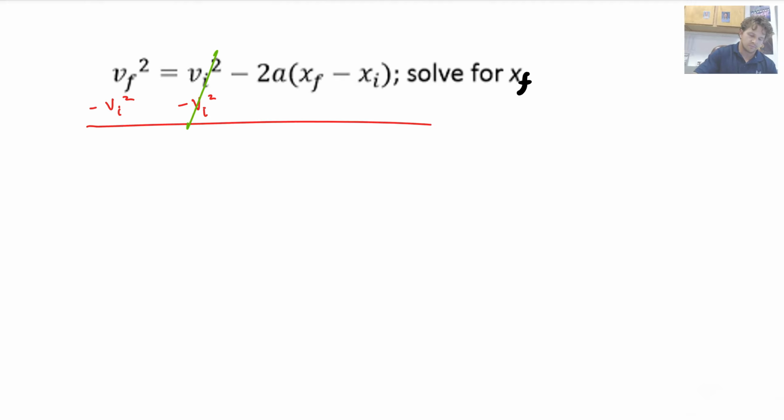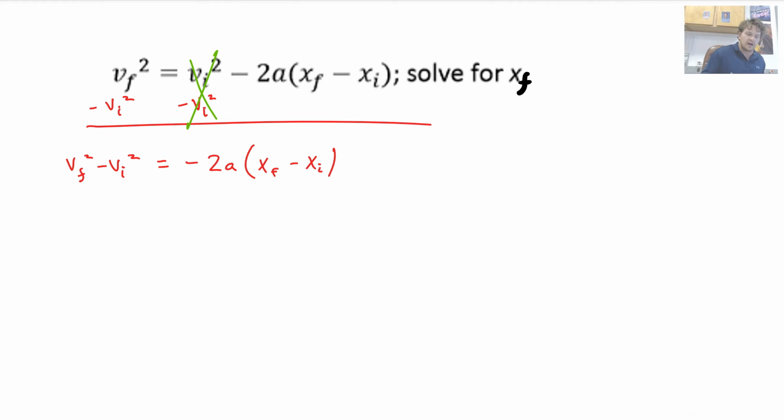Those cancel. And what I'm left with right now is vf squared minus vi squared equals negative 2a times xf minus x initial. Okay, now really I'm back to our first problem where all of this stuff is being multiplied, or the parentheses are being multiplied. So I need to get that piece outside of my parentheses to go away.